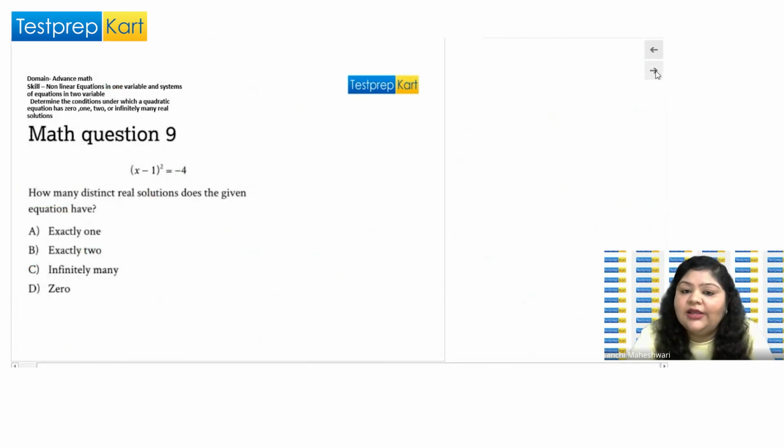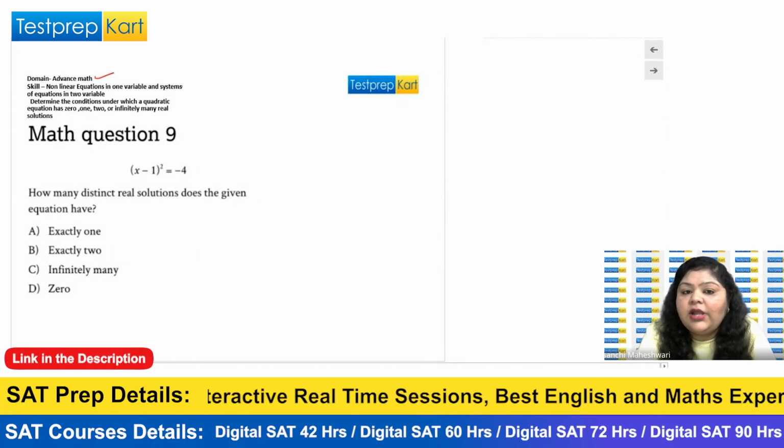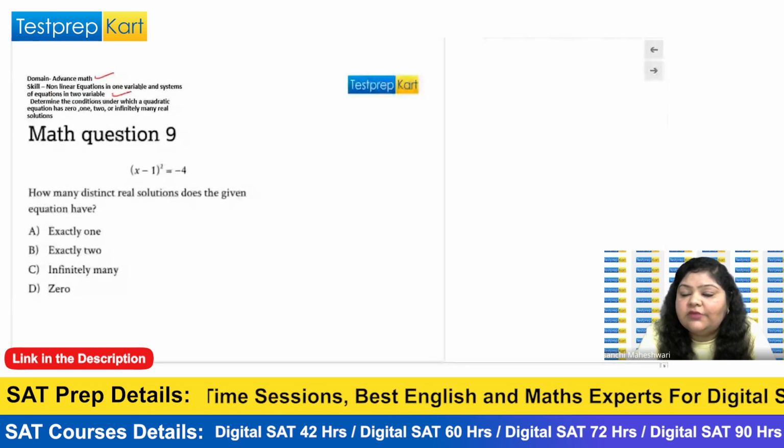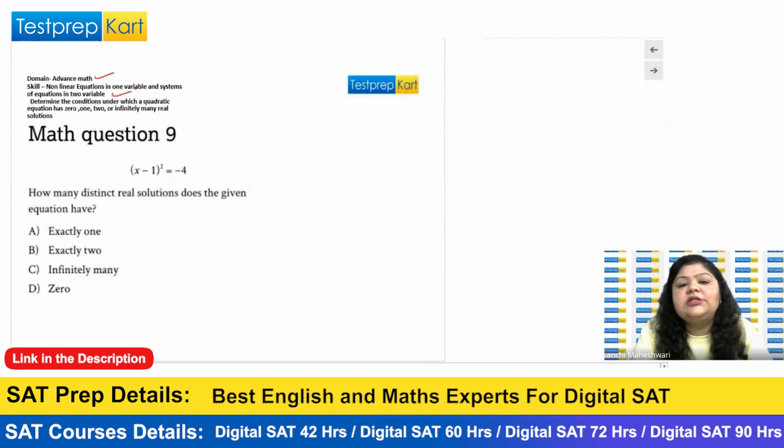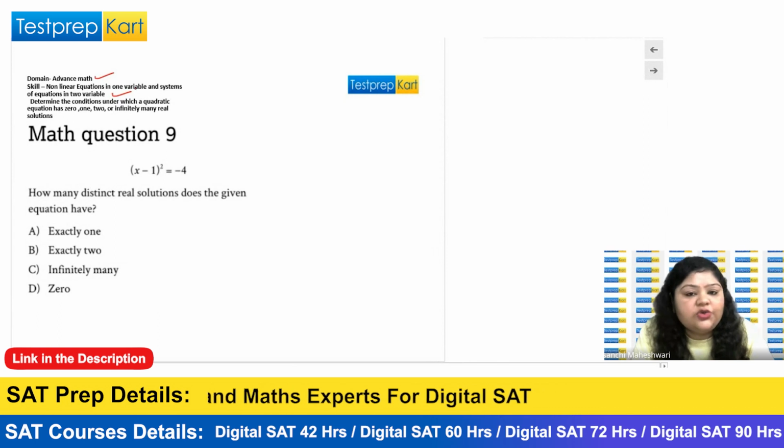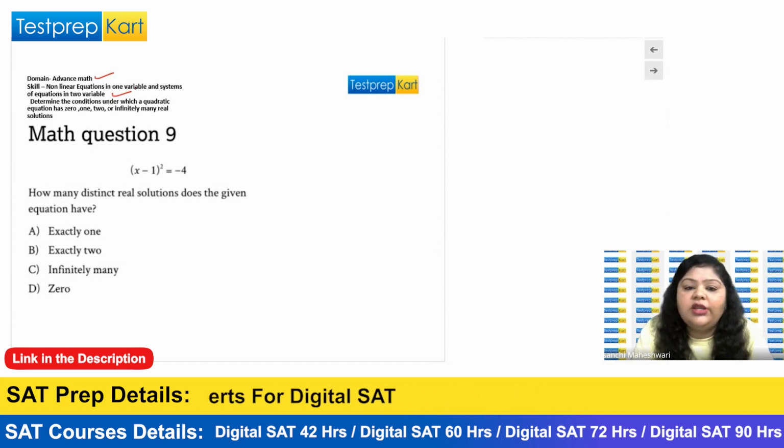Question number 9 here. Have a look. This question belongs to what? That also belongs to the same module, advanced math, and it also belongs to the topic nonlinear equation in one variable and the system of equations in two variables. So basically it is a kind of nonlinear function only. The subtopic is nonlinear function.